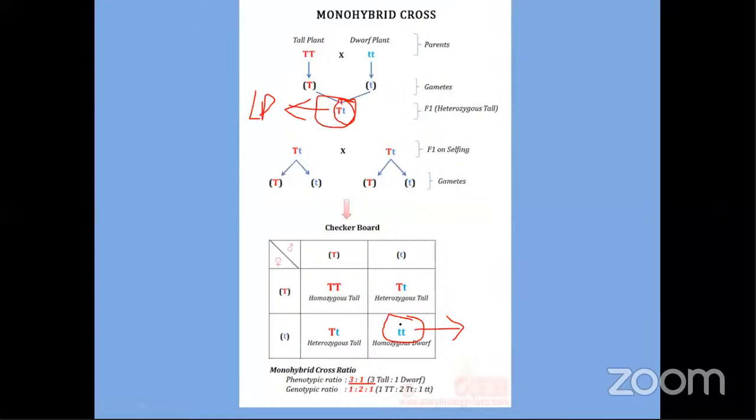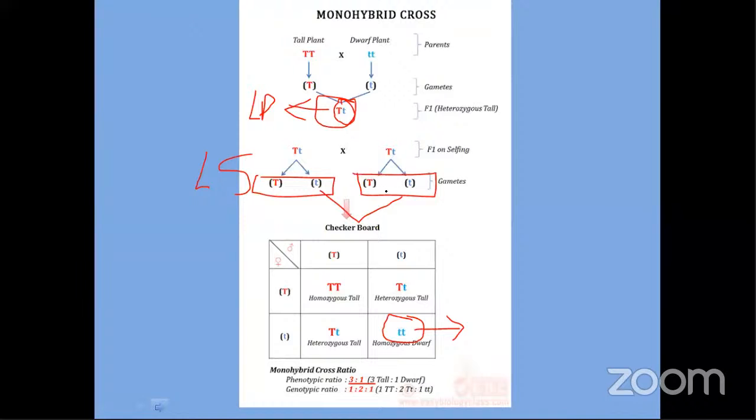Now, how did this small one, the dwarf, come about? It is only possible by the law of segregation. Why? If they had not separated, the gametes or the alleles would not have been separated, then how would it be possible that they combine? Small t and small t meet only when? If they had not separated. Are you all understanding?